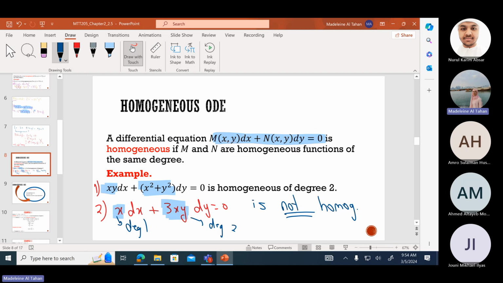So again, to be homogeneous, we need M and N both of them to be homogeneous, but also of which degree? Same degree. Okay?